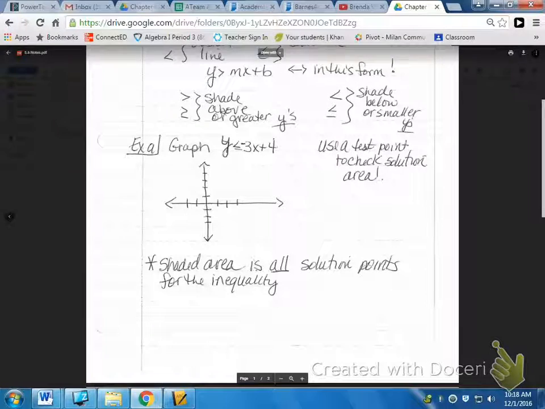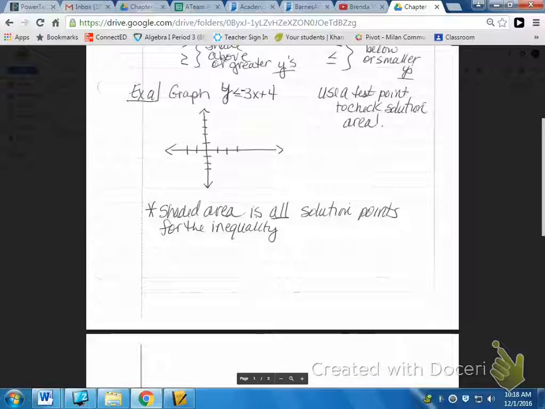This says graph y less than or equal to negative 3x plus 4. Okay, so I'm going to start off with my y-intercept, so I'm going to put a point at 4 on the y-axis. Oops, I better put it as a point, huh? And then my slope is negative 3, so I fall 3 and run 1. I look at that symbol, less than or equal to. That means that my line is also part of the solution, so it is a solid line.